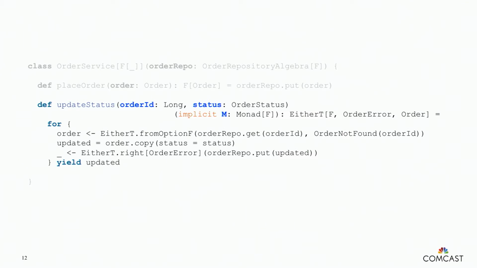In this case, I put a restriction on my effect. It has to be a monad. And the reason it has to be a monad is because I want to do this nice for comprehension that we see here, right? And it's going to return basically an EitherT wrapped in my effect. Essentially, that's what that EitherT says. So I'm going to return either an order error or an order. Now we simply call the repo to get the order, or return order not found. Or if we've got one, we're going to copy it, change the status, and then we're going to put it back into the repo.